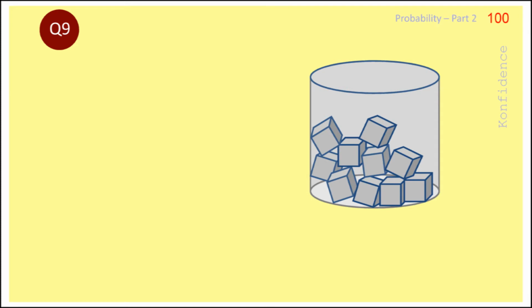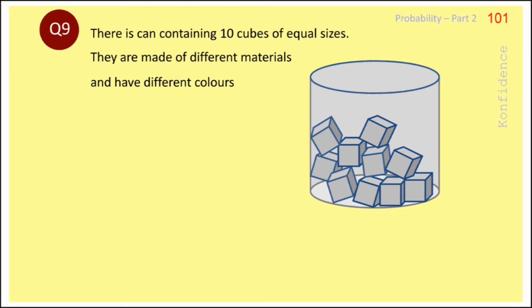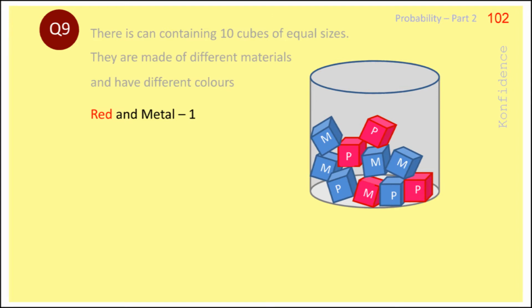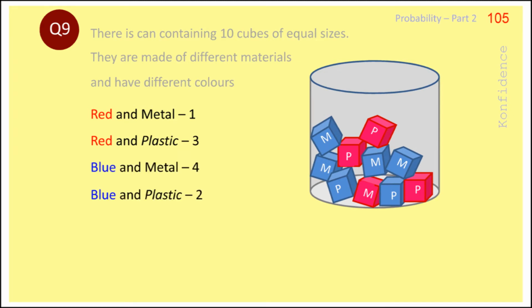Let us understand the concept of conditional probability with the help of an example. It is a little long question, so listen carefully. There is a can containing 10 cubes of equal sizes. The cubes are of different kinds in terms of their color and the material they are made of. The details are as follows. 1 metal cube of red color, 3 plastic cubes of red color, 4 metal cubes of blue color, 2 plastic cubes of blue color. Now, closing your eyes, you pick a cube at random from the can.